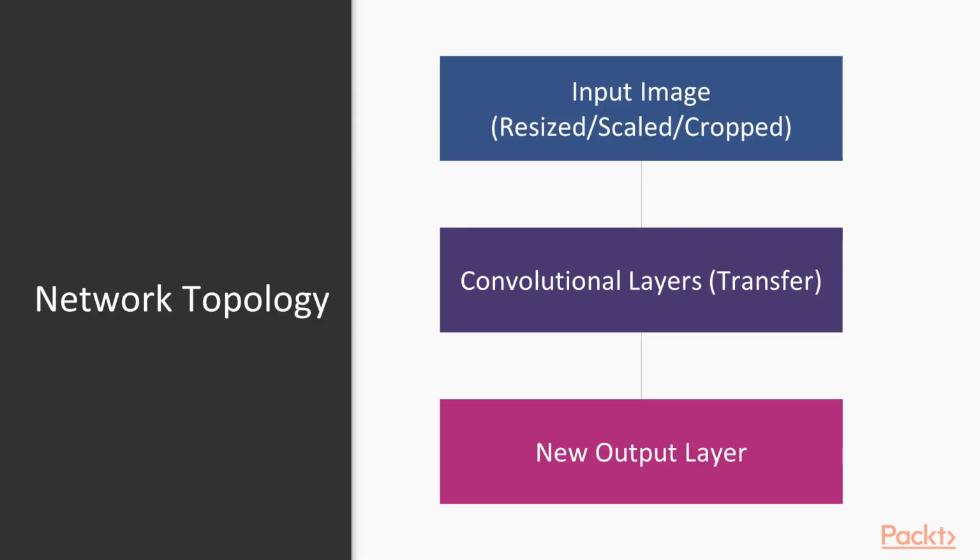And to give a sense of the network topology that'd be involved, you're going to use an input image and resize, scale, or crop it, push it through the existing convolutional layers, particularly with a network like VGG, which has a large stack of convolutional layers, and then you're going to run through a new output layer. The good news is in PyTorch, it's easy to load up an existing model, such as VGG, and using code, modify the network structure so that it suits your new purposes. And we're going to show you how to do this in subsequent videos.